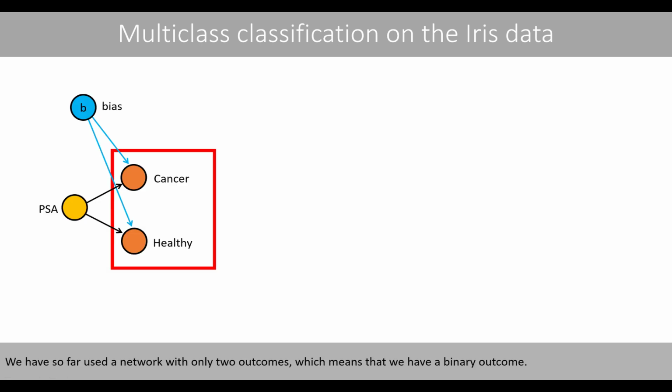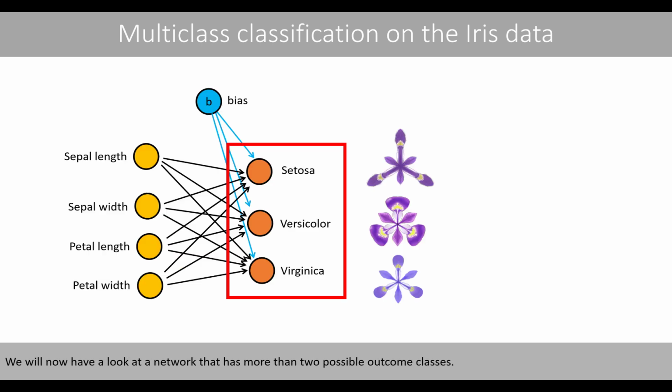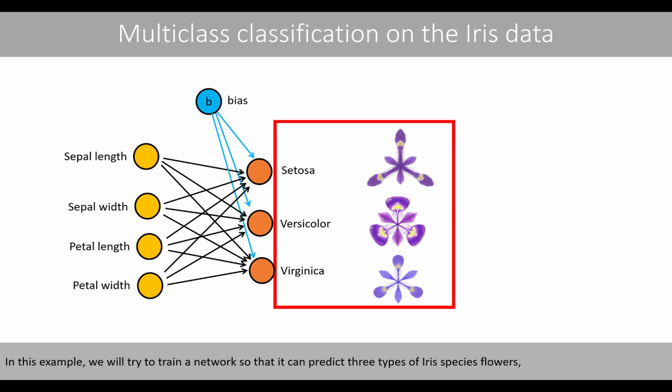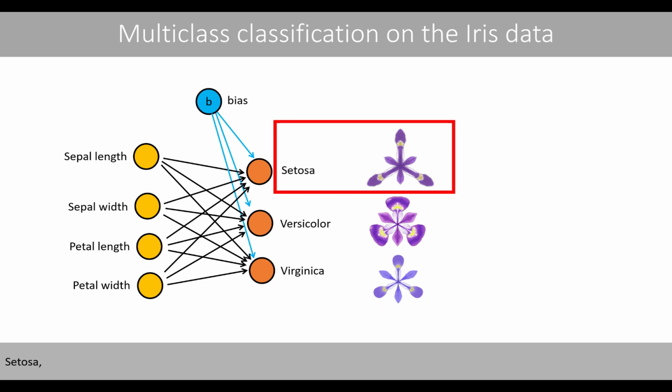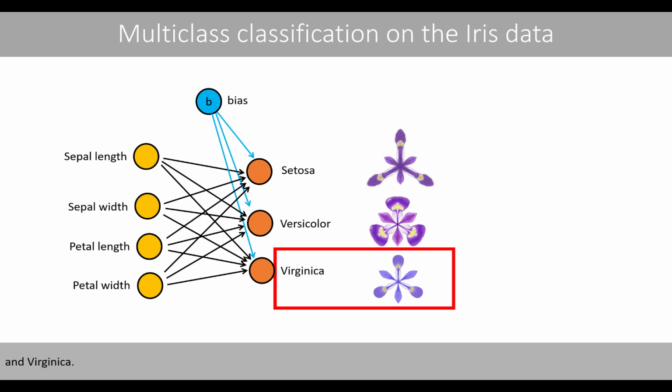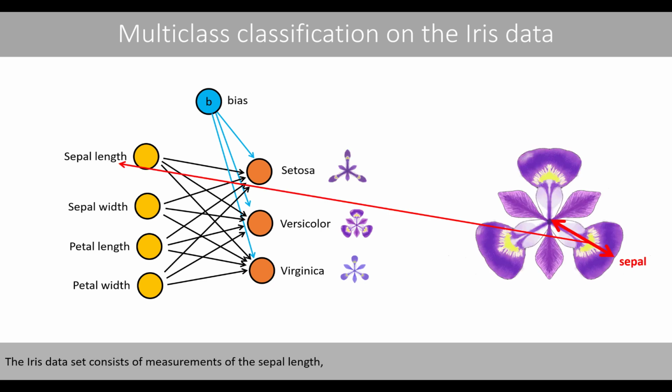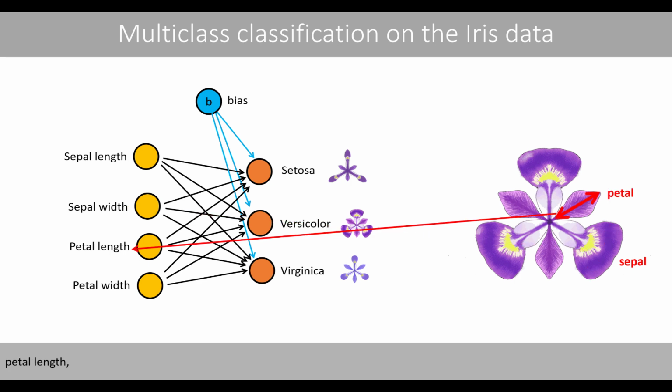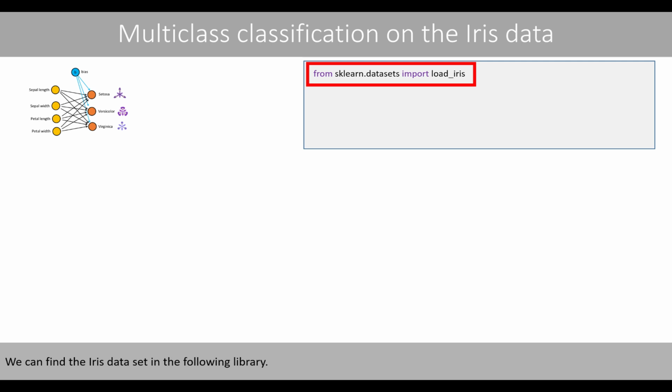We have so far used a network with only 2 outcomes, which means that we have a binary outcome. We will now have a look at a network that has more than 2 possible outcome classes. In this example, we will try to train a network so that it can predict 3 types of iris species flowers: Setosa, Versicolor, and Virginica. The iris dataset consists of measurements of the sepal length, sepal width, petal length, and petal width. We can find the iris dataset in the following library.